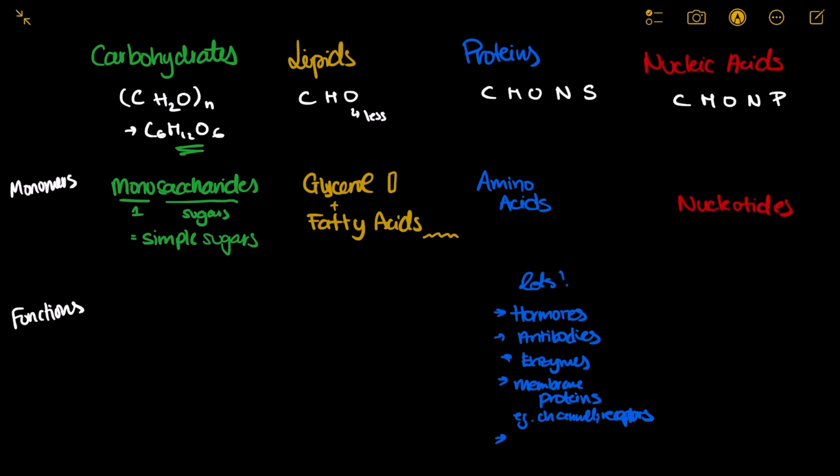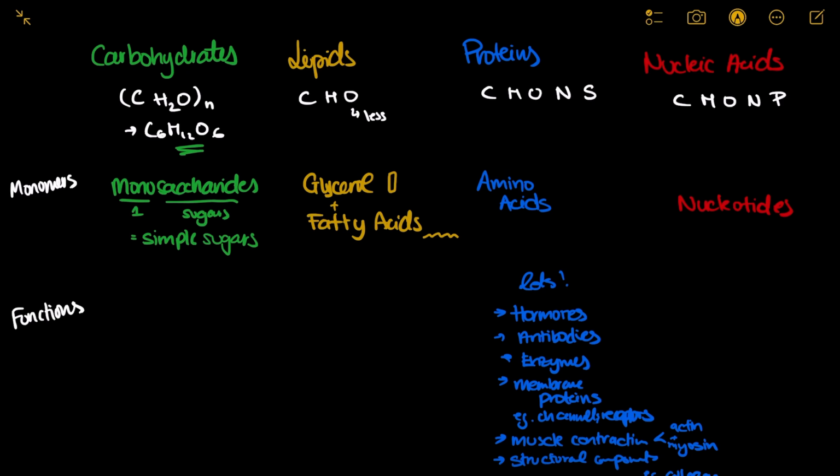Then another function is muscle contraction. The proteins in the muscles are mainly two of them, called actin and myosin. These are another two examples of proteins. Another function is for structure. Proteins are also structural components. An example of that is collagen. Maybe you've heard of it before. This is also a protein.